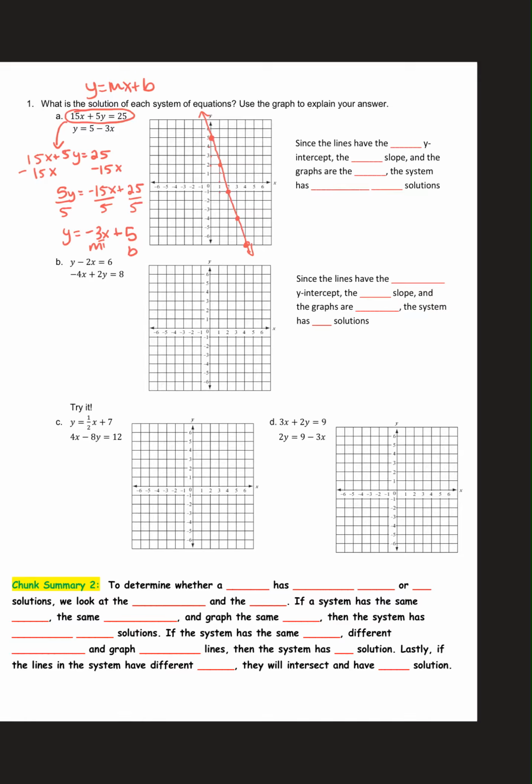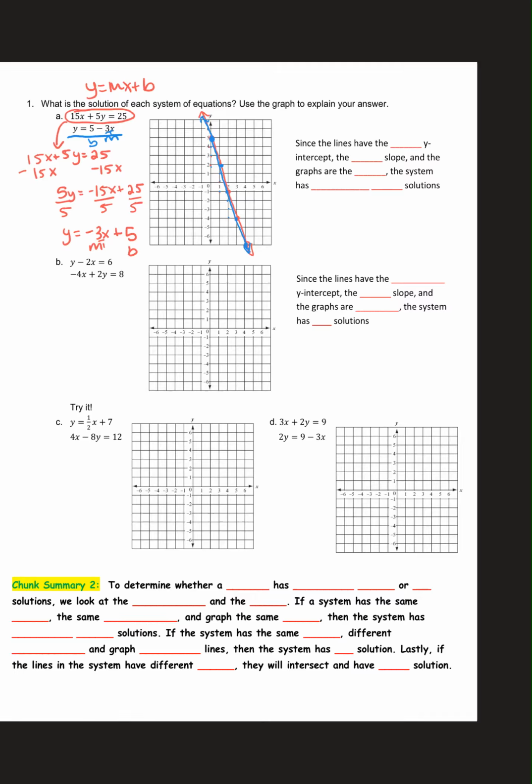Now the blue line, which is y equals 5 minus 3x, is trying to confuse you again. Remember, the number with the x is always the slope. So this is my m, and this is my b. I'm going to start at 5, and then this is negative 3 over 1. So I'm going to go down 1, 2, 3 over 1, and so on and so forth. And look at that. They are the exact same line.